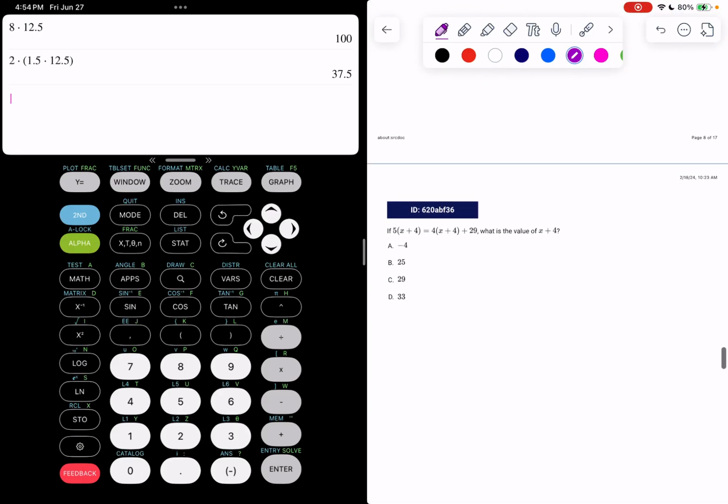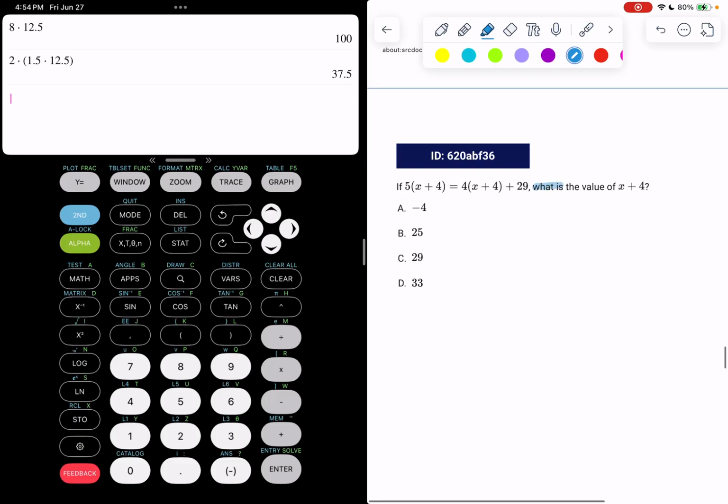All right, we've seen this guy before. If 5 times (x plus 4) equals 4 times (x plus 4) plus 29, what is the value of x plus 4? We're looking for the value of x plus 4. Do we remember what this is? This is going to be a back solve. We're going to pop the answer choices back in for what? X? No. For x plus 4.